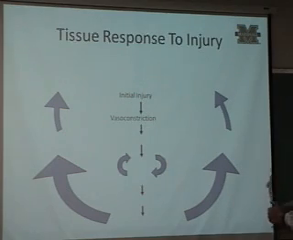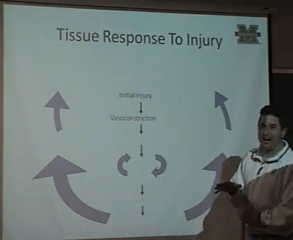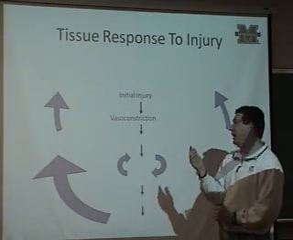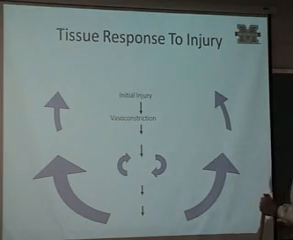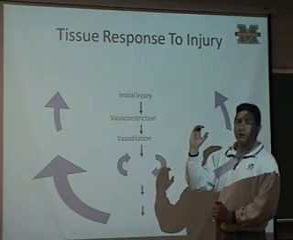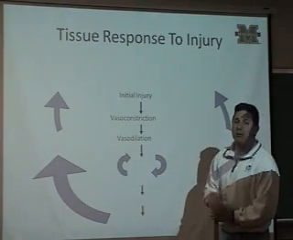The first response from the body is we want vasoconstriction. So the vessels at that area constrict. They get smaller. That's what we want. Unfortunately, the vasoconstriction is very short-lived, and then we vasodilate. When we vasodilate, the vessels get bigger. Think of your eyes. The pupils dilate, they get bigger. They constrict, they get smaller. Same thing with blood vessels.